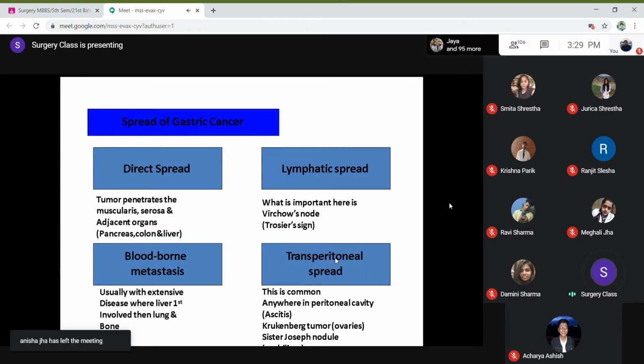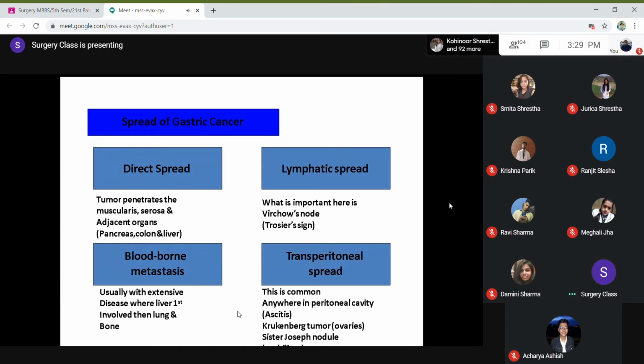Direct spread occurs because the stomach is just resting on the pancreas, and there is a high chance that it will involve the pancreas, and the stomach is also very close to the colon and the liver. So it will involve the pancreas and the colon initially, and then the liver also sometimes, if the tumor is towards the lesser curvature. So that is direct spread, but the commonest one is the lymphatic spread, where the perigastric group of lymph nodes are involved.